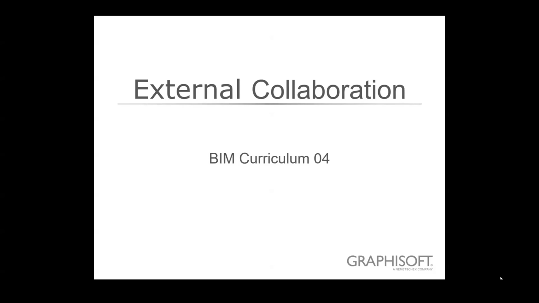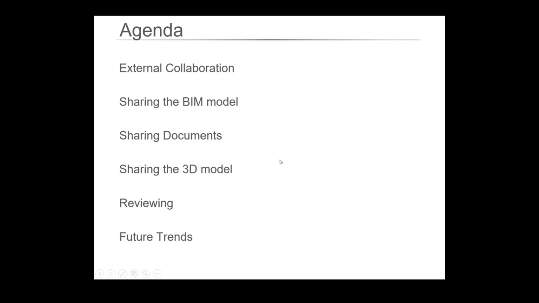So this week we're going to look at external collaboration. This is what we do when we share our file with the other consultants and build our model together and check things like clashes and stuff like that. So we're going to have a look at external collaboration, how we share the BIM model, sharing documents, how we can share the 3D model, and reviewing the model and some future trends.